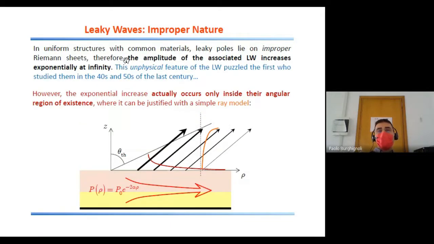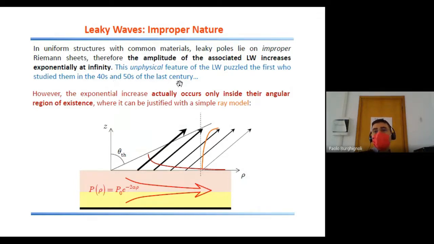Now, in uniform structures with common materials like ordinary dielectric media, as I mentioned before, leaky poles lie on improper Riemann sheets, and therefore the amplitude of the associated leaky wave increases exponentially at infinity, so they do not satisfy the radiation condition at infinity. Of course, a wave whose amplitude goes to infinity exponentially is something quite strange, that is quite unphysical, because no wave may become as large as you wish for physical reasons.